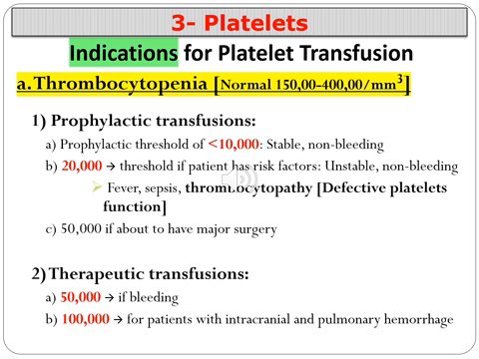And the threshold is 50% if the patient is about to have major surgery. On the other hand, therapeutic transfusions mean the patient is bleeding, and here the threshold is 50,000 or up to 100,000 in patients with intracranial and pulmonary hemorrhage.